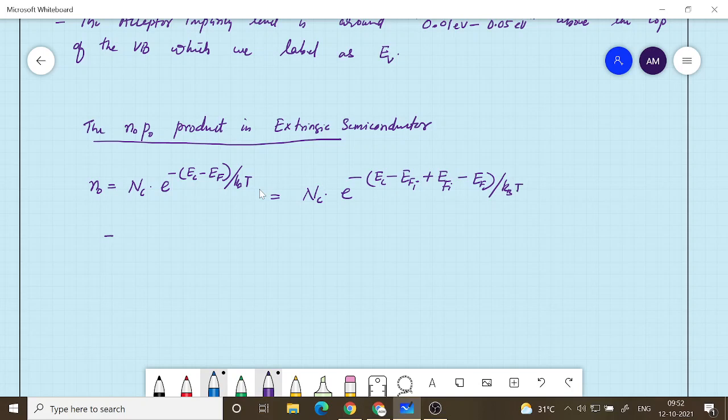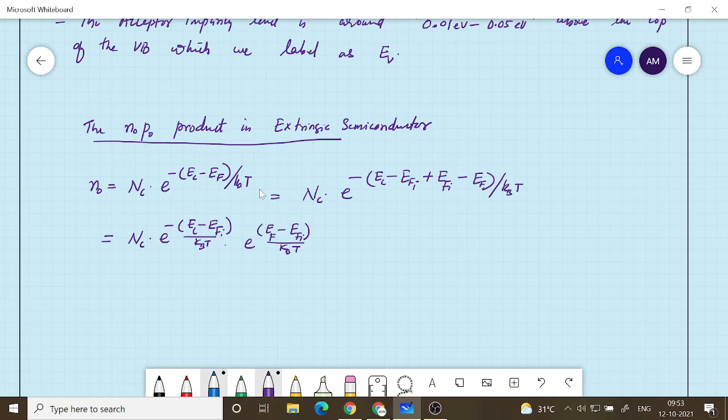Okay. So this becomes NC into e raised to minus (EC minus EFI) into e raised to (EF minus EFI). Okay, there is kBT here also.